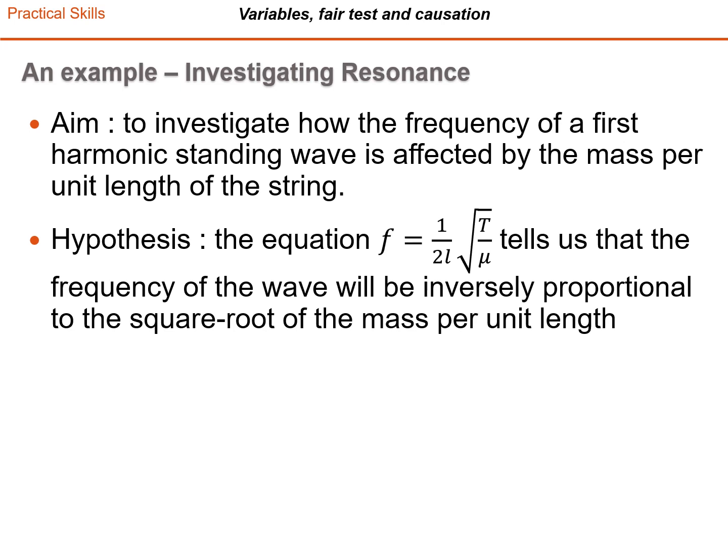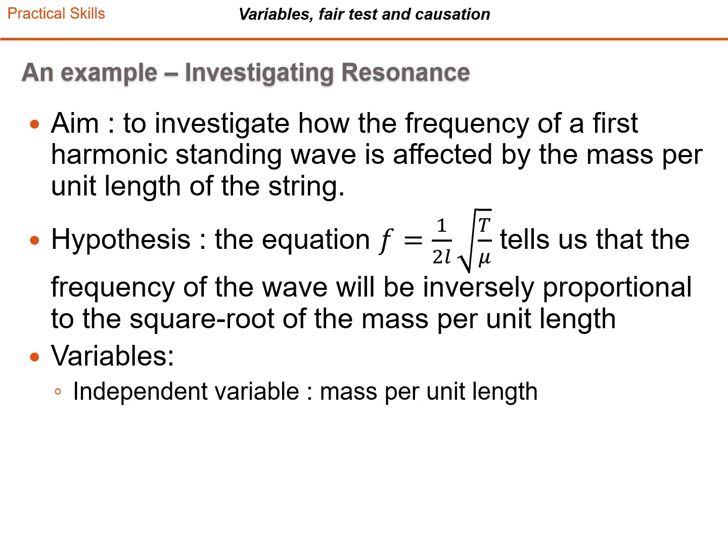From here we then identify our variables. The independent variable, that is what we are going to adjust, what we're going to manipulate or choose, is the mass per unit length. This is the factor doing the affecting as seen in the aim, and we would do that here by either using different strings or by doubling up our string on the wave.